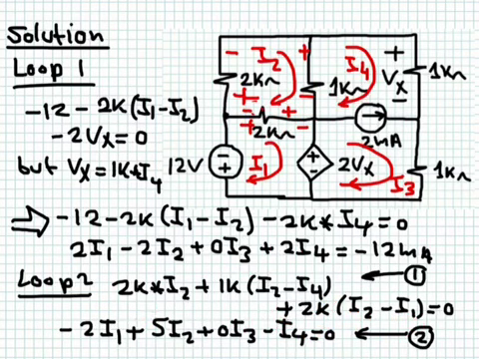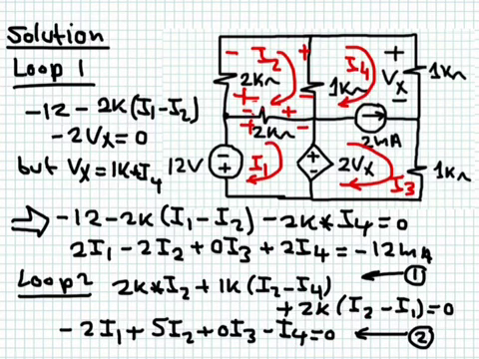I divide both sides by 1k, and then I collect the coefficients. So this becomes 2 plus 1 plus 2. This will give me 5 I2. I1, I have here minus 2 I1, still there. There is no I3, so I have 0 I3. I have here I4, minus 1 I4 is equal to 0. So this is my second equation.